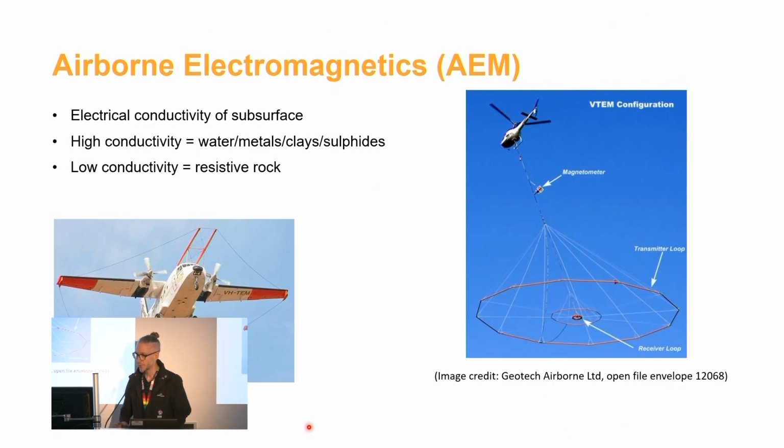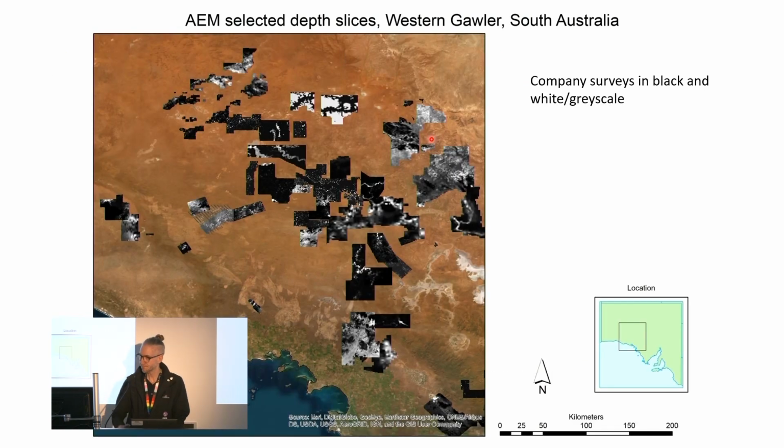I'm going to talk very quickly about the airborne EM before handing over to Yusin, who's going to talk even more about the airborne EM. In airborne EM, we're looking at the electrical conductivity of the subsurface. We are measuring electromagnetic fields and then calculating what's going on underground. And we're interested in areas of high conductivity: water, metals, clays, and sulfides.